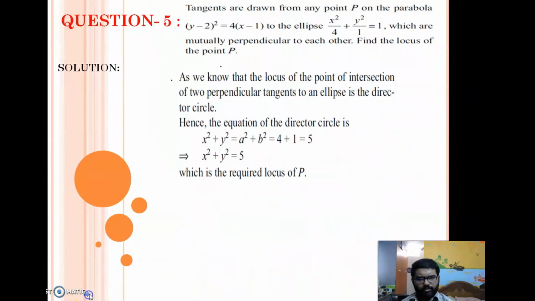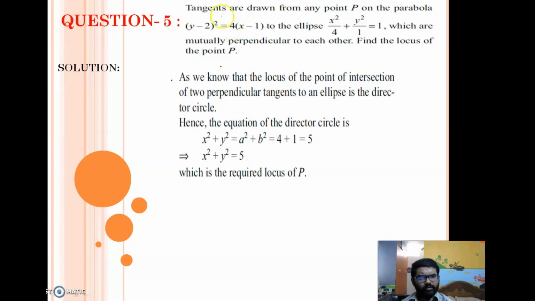The next question, number 5. The tangents drawn from any point P to the parabola (y minus 2) whole square is equal to 4(x minus 1), to the ellipse x square by 4 plus y square by 1 is equal to 1, are mutually perpendicular to each other. Then find the locus of the point P. That means any point on this you have to take.